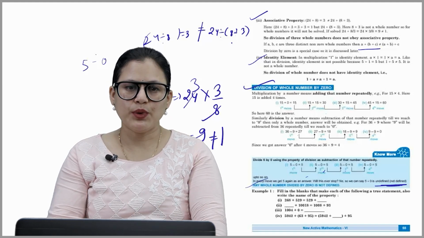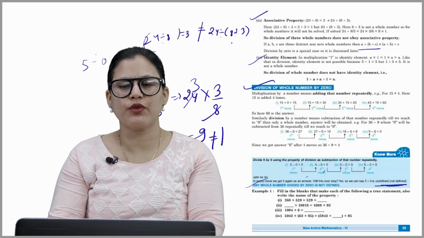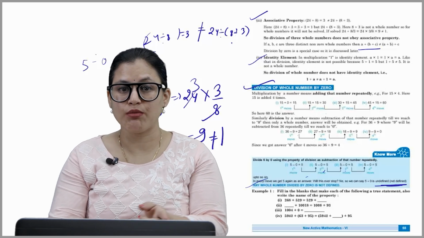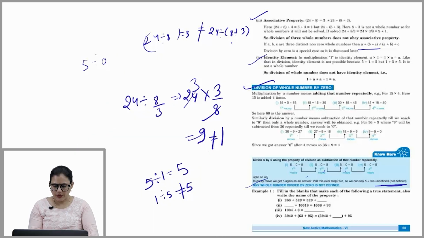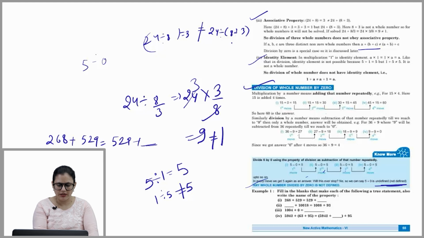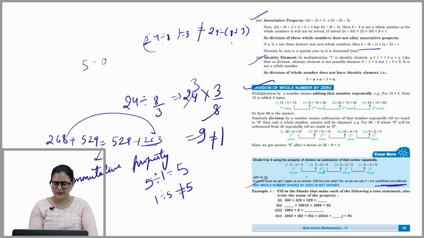Example 1. Fill in the blanks to make each of the following a true statement. Also write the name of the property. So here you have 268 plus 529 is equal to 529 plus a dash. So which number will come here? This number will come here, 268. And which property is this? This is the commutative property. So every time you have to write the name of the property also, right?